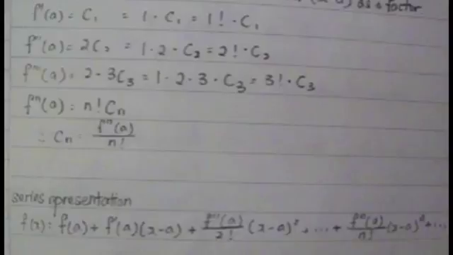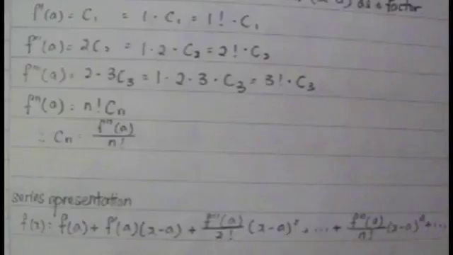Why? Because C1 equals 1 times C1, also equals 1 factorial times C1. 2C2 equals 1 times 2 times C2, also equals 2 factorial times C2. 2 times 3C3 equals 1 times 2 times 3 times C3, equals 3 factorial times C3. Therefore, we can say that the term Cn equals the nth derivative of f at a over n factorial.